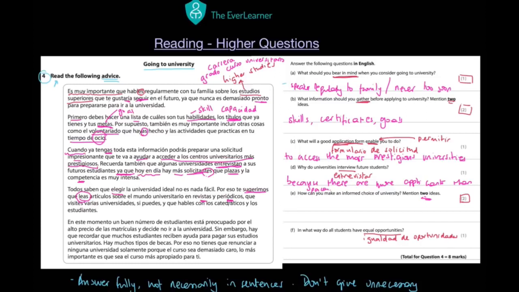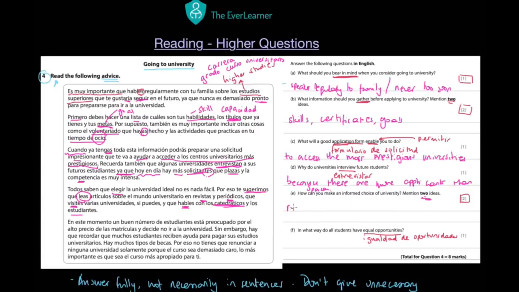Okay, "y que visites", and that you visit "varias universidades", several universities, "si puedes", if you can. "Y que hables con los catedráticos", professors, "y los estudiantes", and students. Okay, so we've got three possible answers, out of which two would do. So what can you do?